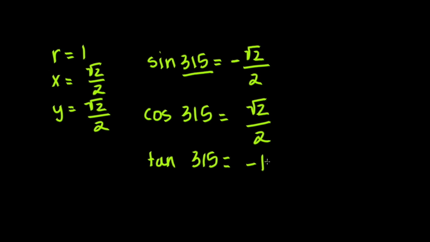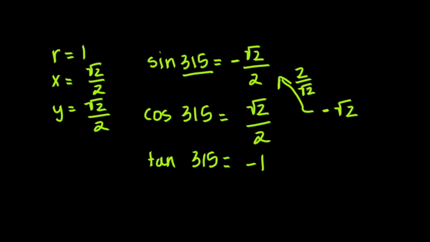Now for the other functions, we're just going to take the reciprocals of these numbers. So for CSC, which is the reciprocal of sine, our answer is going to be negative the square root of 2. The way we do this is by flipping the fraction. So we're going to have 2 over the square root of 2.